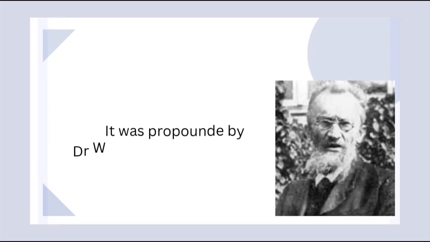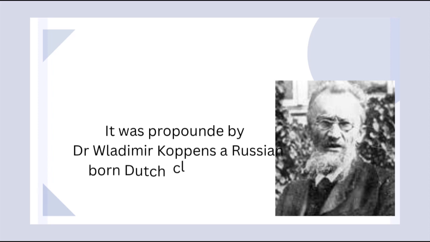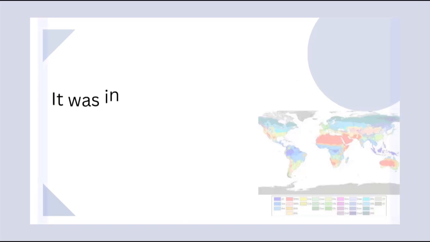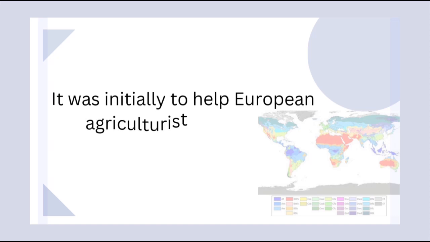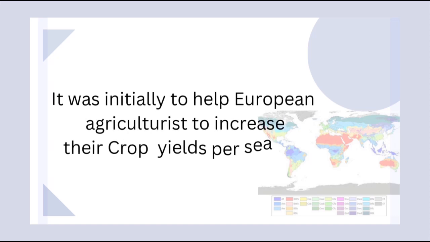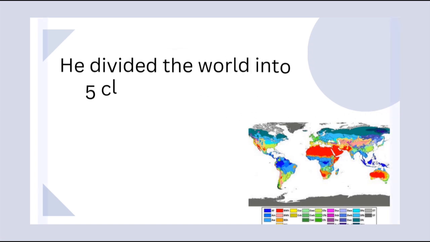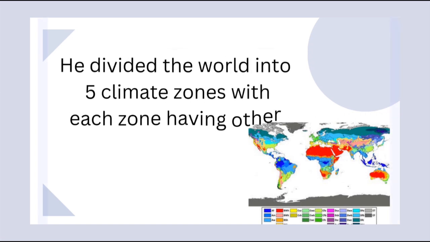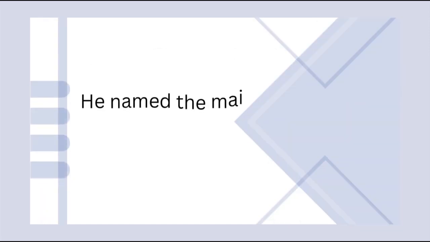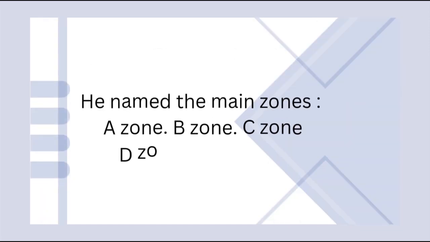Dr. Vladimir Koppens was a Dutch climatologist born in St. Petersburg in Russia. He propounded the theory of the classification scheme as a way to help farmers and European agriculturists get out of their dilemma in increasing their crop yields per season. He demarcated the world into 5 climatic belts or zones in both hemispheres with at least 3 subvariants or sub-belts. In layman's language, Koppens' belts are A.